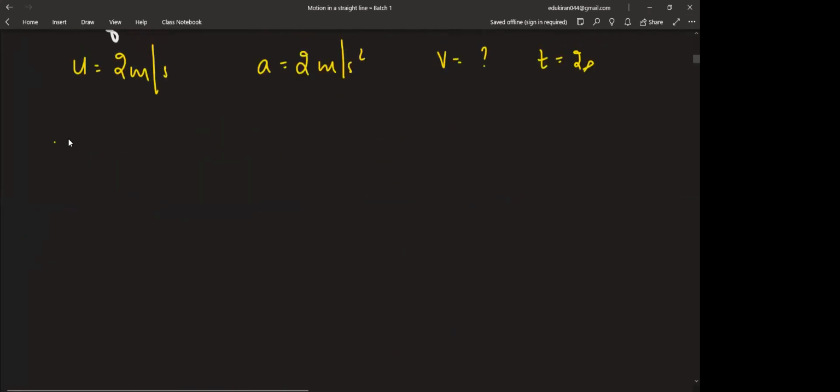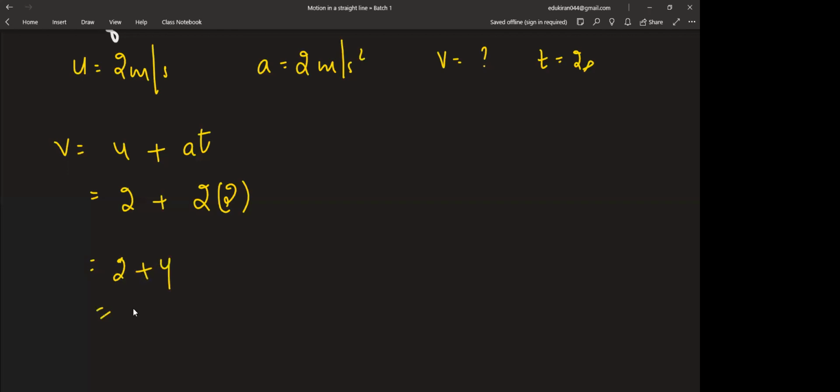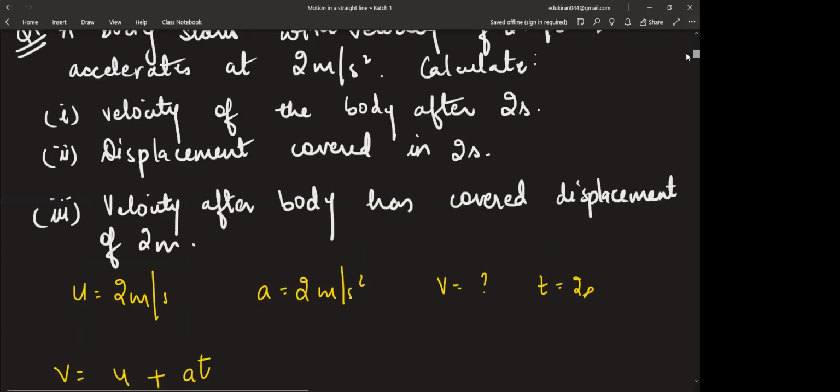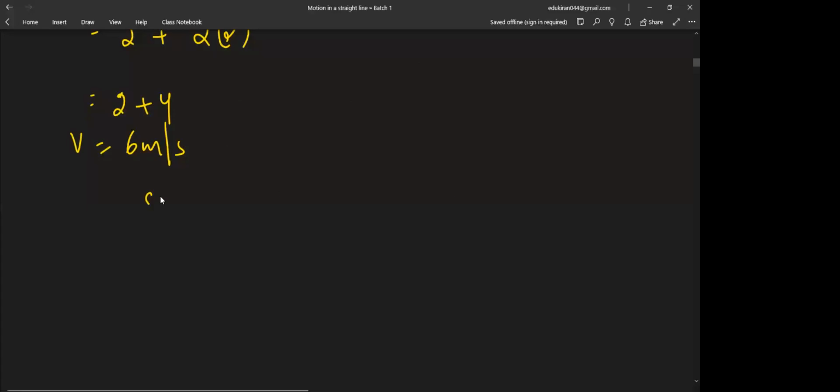So if I use V is equal to U plus AT, U is 2 plus acceleration is 2, time is 2. So this becomes 2 plus 4, which is equal to 6 meter per second. This is the final velocity which is required. Now displacement covered in 2 seconds. What is the displacement covered in 2 seconds?